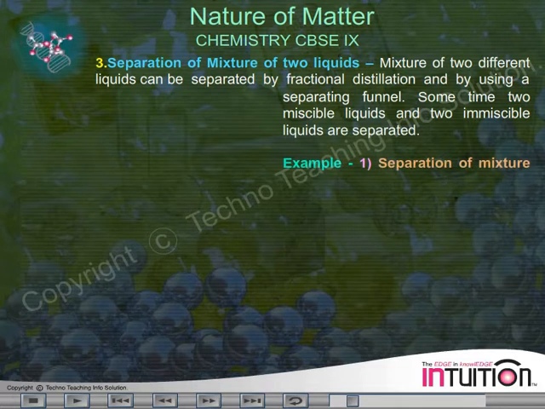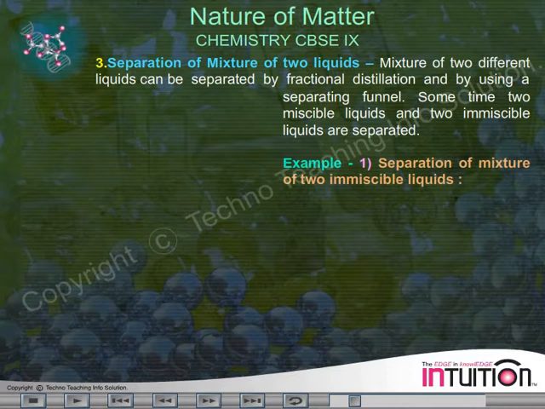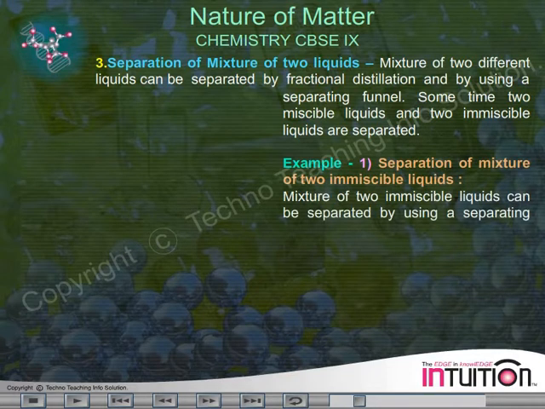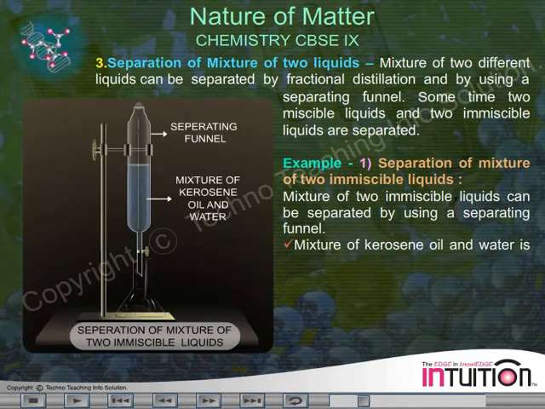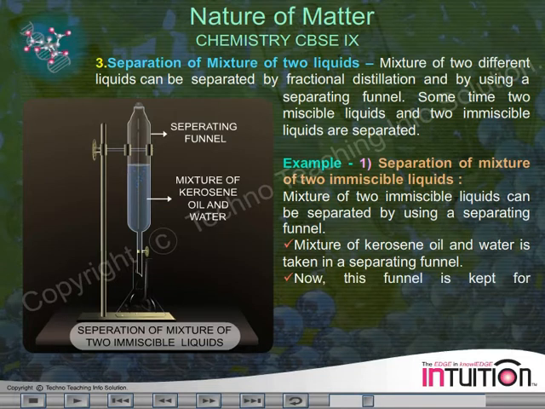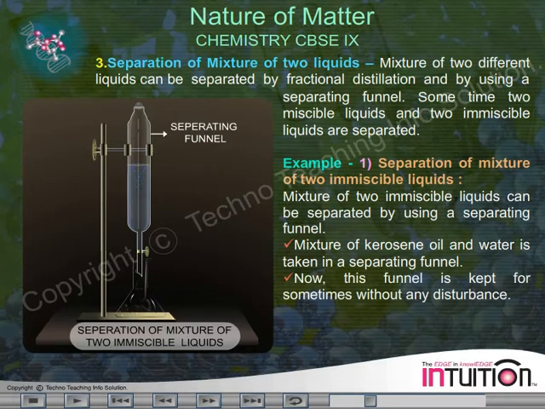Example 1. Separation of mixture of two immiscible liquids. Mixture of two immiscible liquids can be separated by using a separating funnel. Mixture of kerosene oil and water is taken in a separating funnel. Now, this funnel is kept for some time without any disturbance.